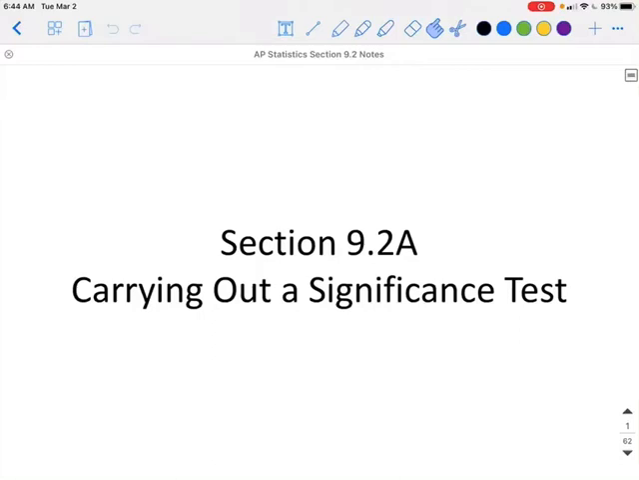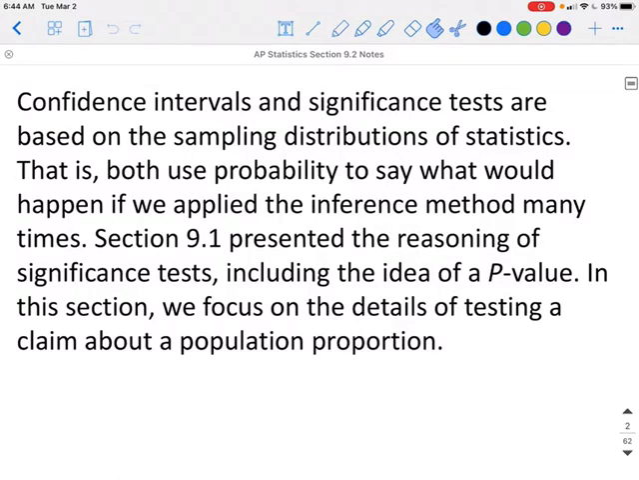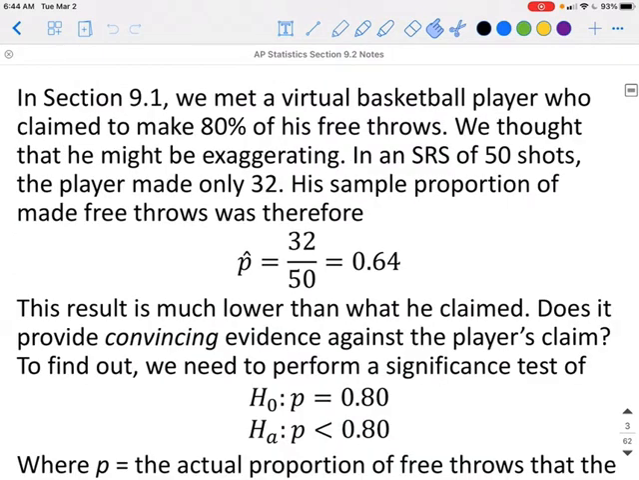This is section 9.2, part A, carrying out a significance test. Confidence intervals and significance tests are based on the sampling distribution of statistics. That is, both use probability to say what would happen if we applied the inference method many times. In section 9.1, we presented the reasoning of significance tests, including the idea of the p-value. In this section, we will focus on the details of testing a claim about a population proportion.